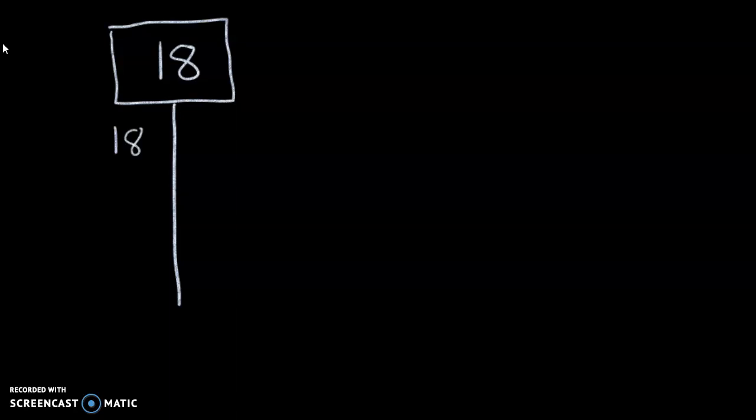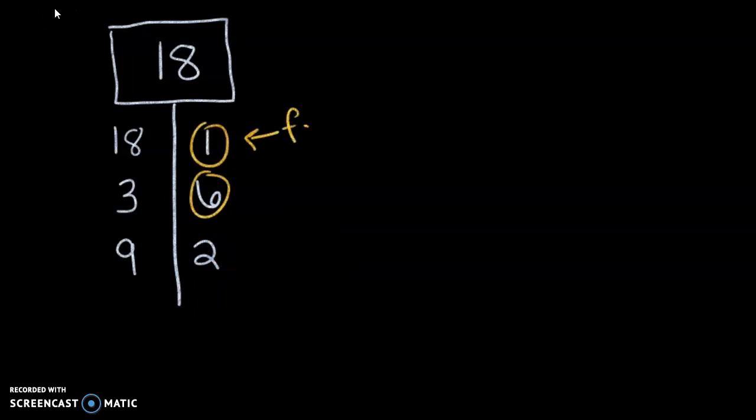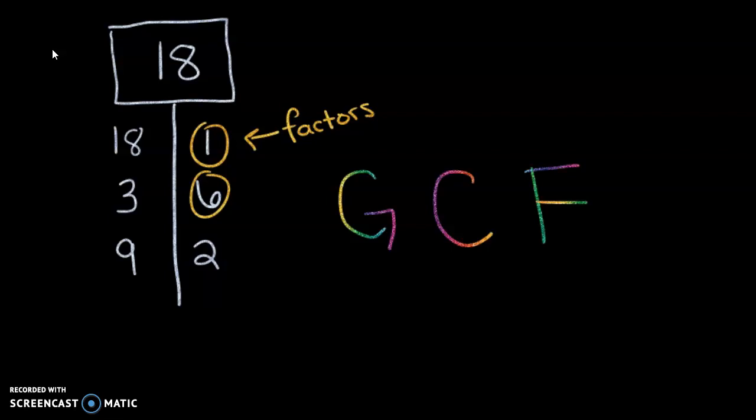We can think of 18 and 1, we can think of 3 and 6, 9 and 2. I think that's it. 3 times 6, 9 times 2. Okay, so all of these numbers down here are factors of 18. Let's just make sure. These things, all of them, they are factors.